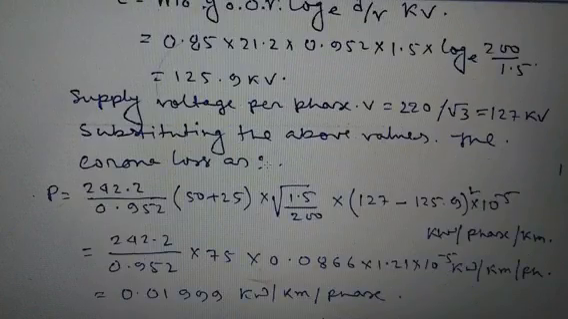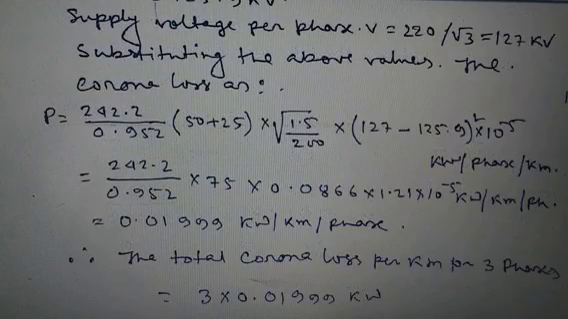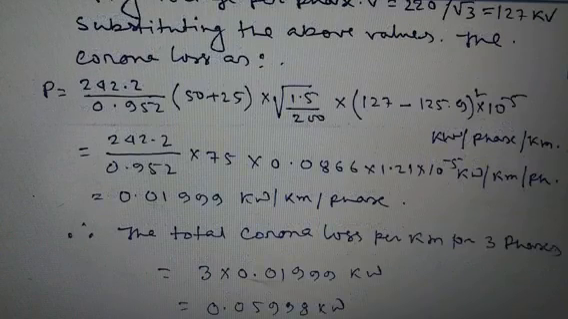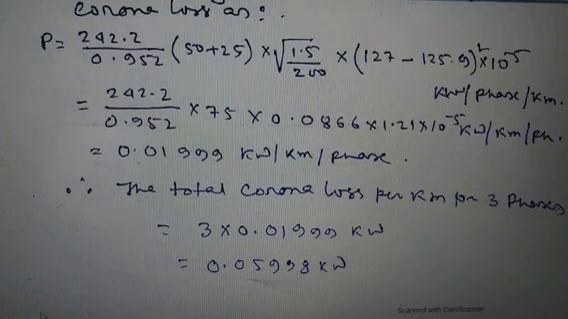Now substituting the above values, if we put in all the values, then the value of the corona loss is equal to 0.01999 kilowatt per kilometer per phase, that is P. The total corona loss per kilometer for the 3 phases equals 3 into 0.01999, that equals 0.05998 kilowatt, and that is the final answer.